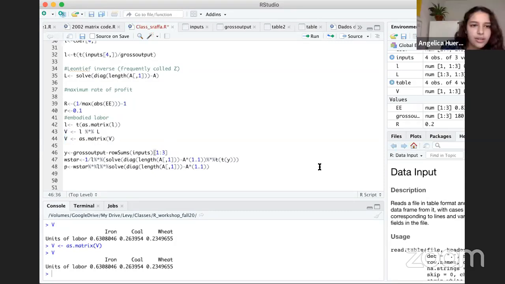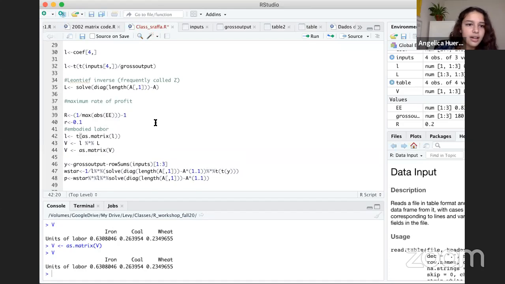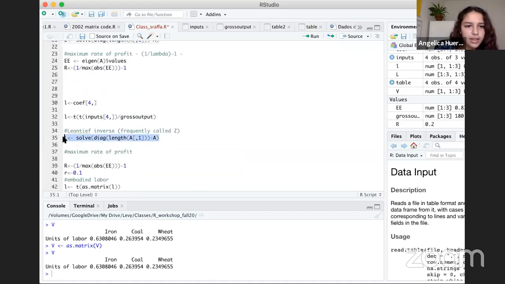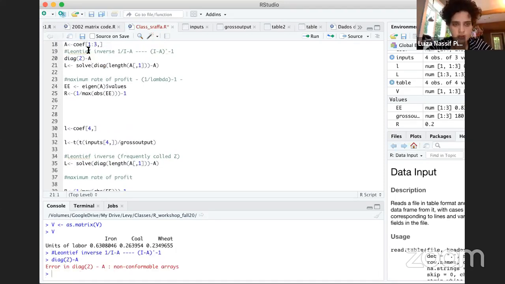A very quick question about something that we did a few minutes ago. Before we did the inverse of the identity matrix minus A, why did we have a command that says diagonal 2 minus A? That was just to show you that it doesn't work: unless the identity is the same length as A, you would get a non-conformable array. So I added this here just to show you the error you would get. Okay, you did it like that.